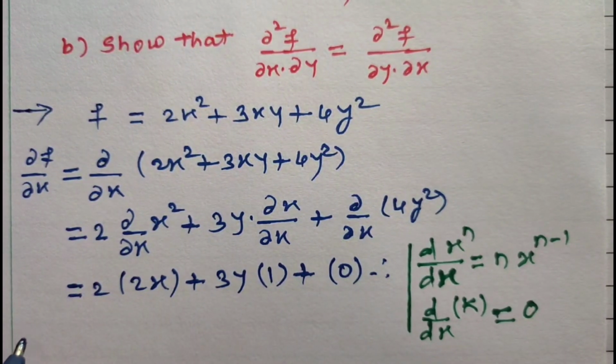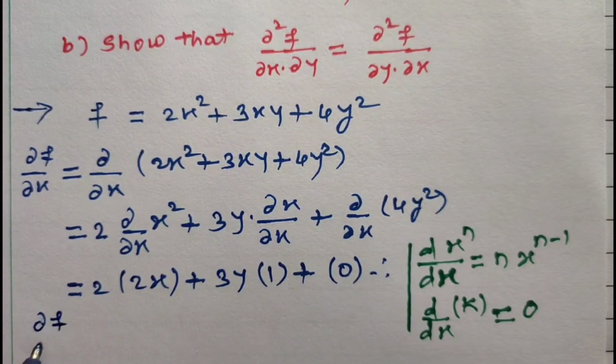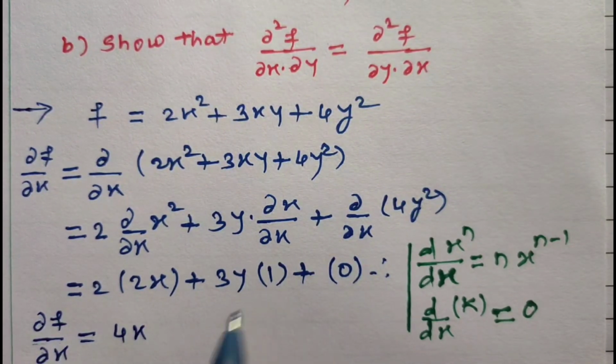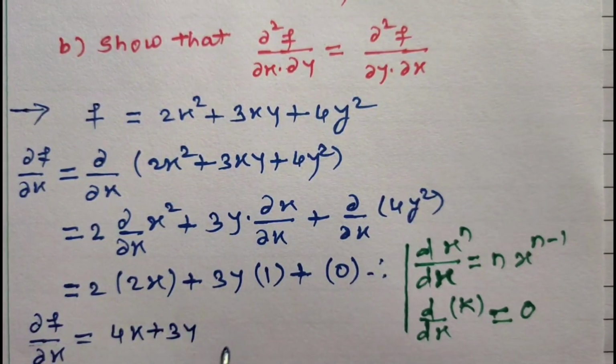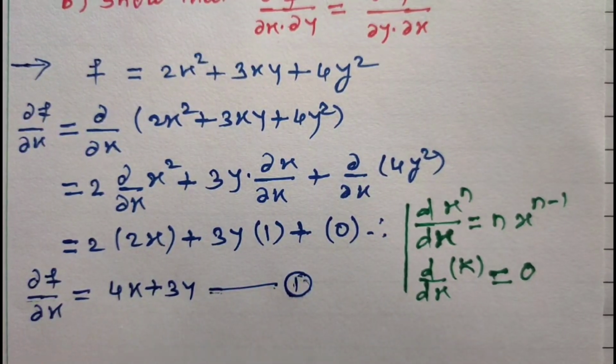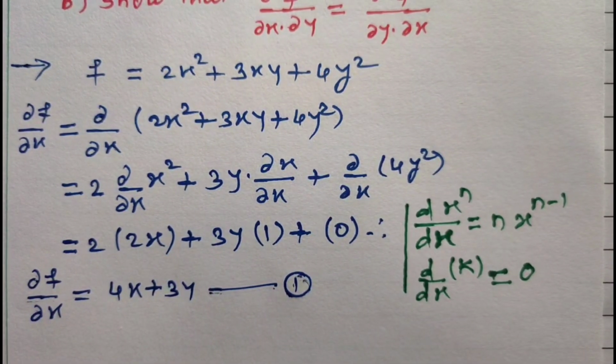Hence partial derivative of f with respect to x is equal to, we can write, 2 into 2x, 4x, plus 3y into 1, 3y, and this is considered result number 1. Let us partially differentiate this with respect to x again to get dou 2f by dou x square.